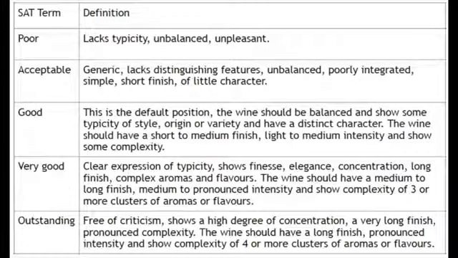Okay, so in terms of quality, we said this was pronounced in intensity. We said it had a medium plus finish. It's very complex because we've got more than 3, we've actually got 4 different aroma and flavour clusters that we've used here to describe this particular wine. So it's got quite a lot of complexity. I think we have to mark this as outstanding.